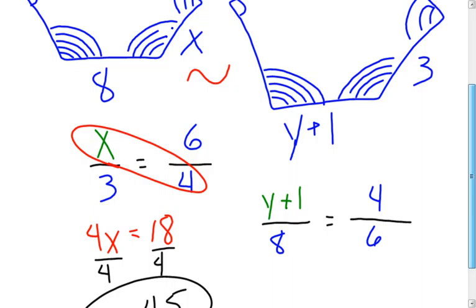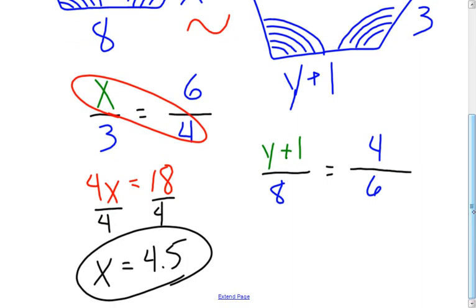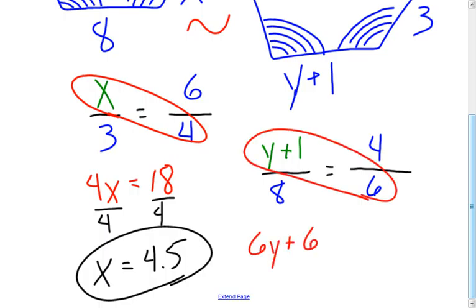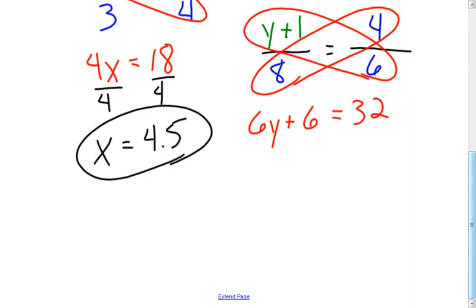Now I'm going to solve my proportion. Cross multiply. Remember, I got to take that 6 and multiply by the y plus 1, so I'm going to get 6 times (y plus 1) equal to 32 when I go this way. Continue to solve my equation. Get rid of that 6. Now I have 6y equal to 26.